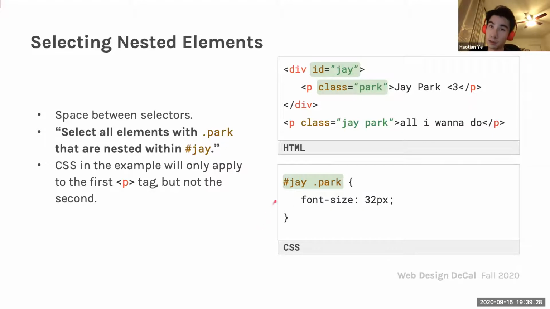So how we do that is put both selectors, but with a space in between. So there's a big difference between having a space between and no space between, given the last slide. With the space between, what this says in English is select all elements with a class name park that are nested within J, with an ID J. So here in our example, this first p tag will have font size 32 pixels, but not the second one, because this one is not within any element with the ID J.